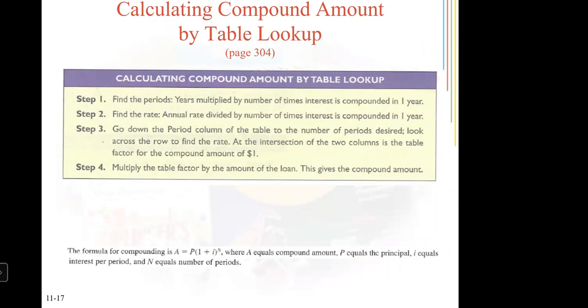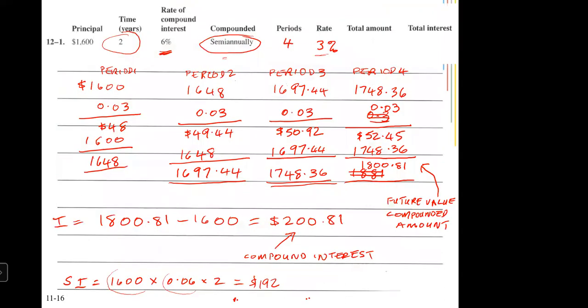304. They have the compound interest table in your book on page 304. Okay, this compound interest or future value table. So you could use the table to help you do your calculation, or you could use a formula. This is a formula right here: A equals P times (1 plus I) to the nth power. Those are two methods that you could use to avoid having to do all this calculation.